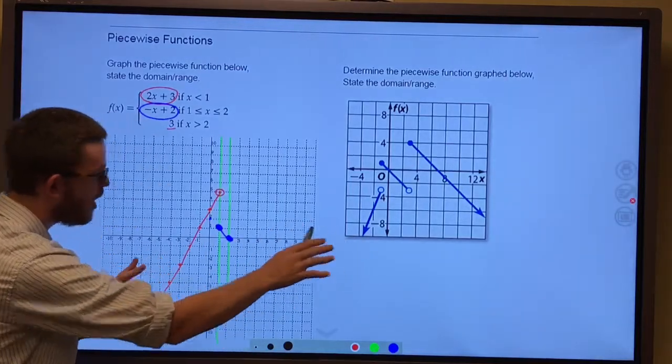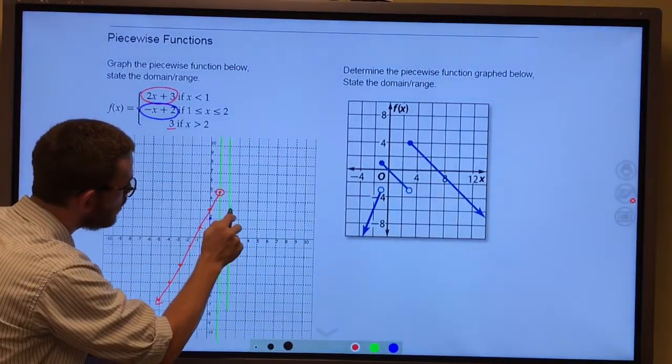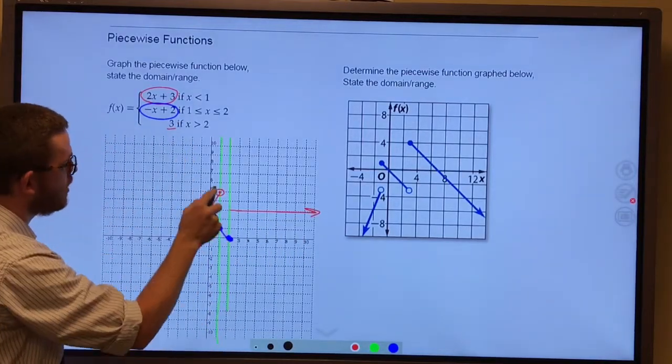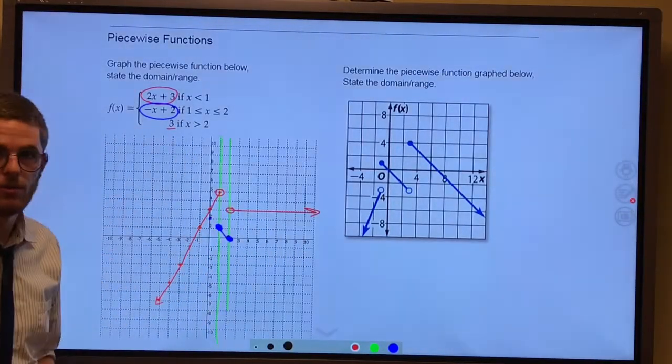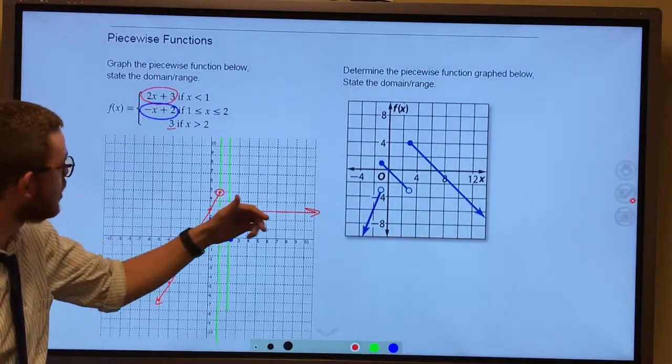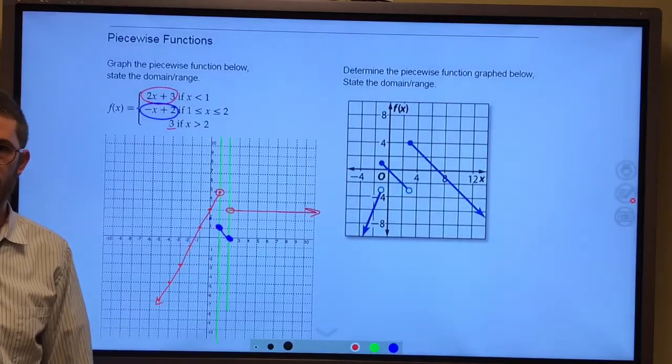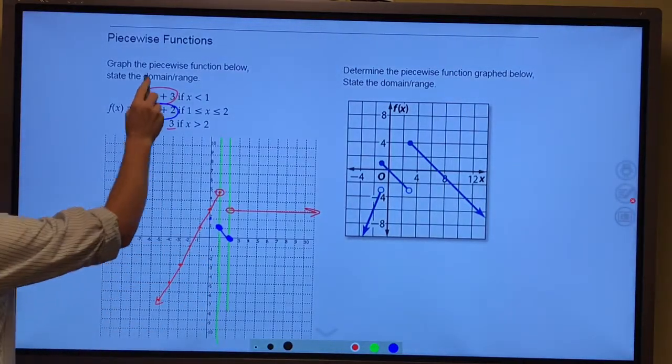So over here to the right, it's always going to be 3. And it cannot equal at 2. It's a constant output of 3 with a slope of 0 for any x value greater than 2. Let's talk about the domain and range real quick.